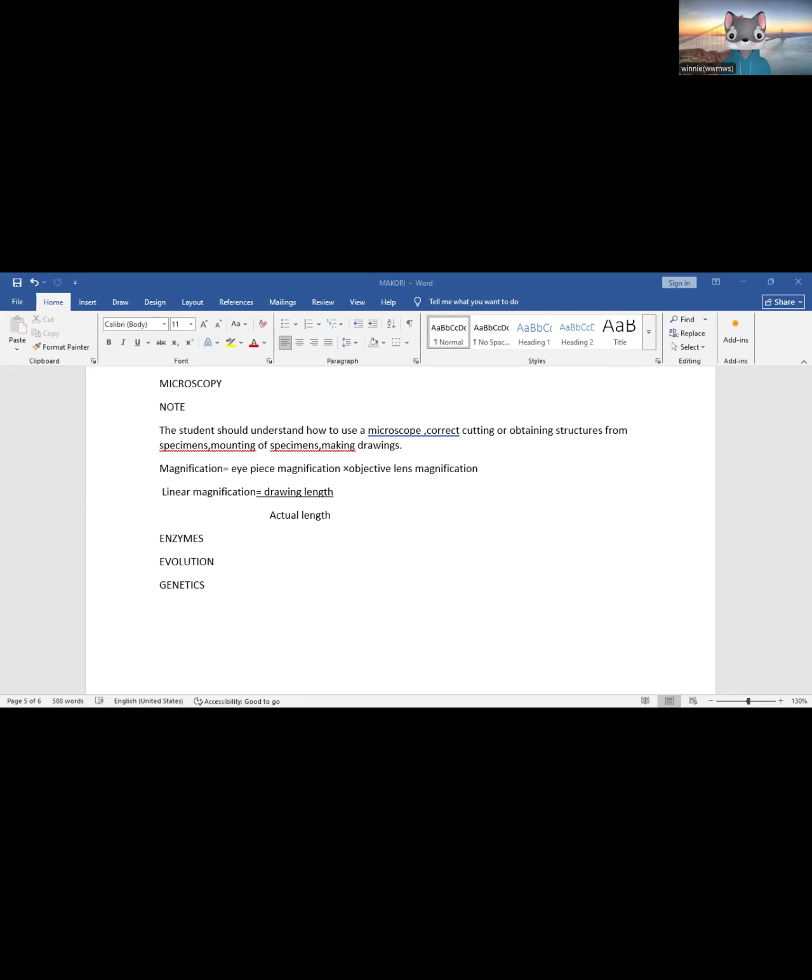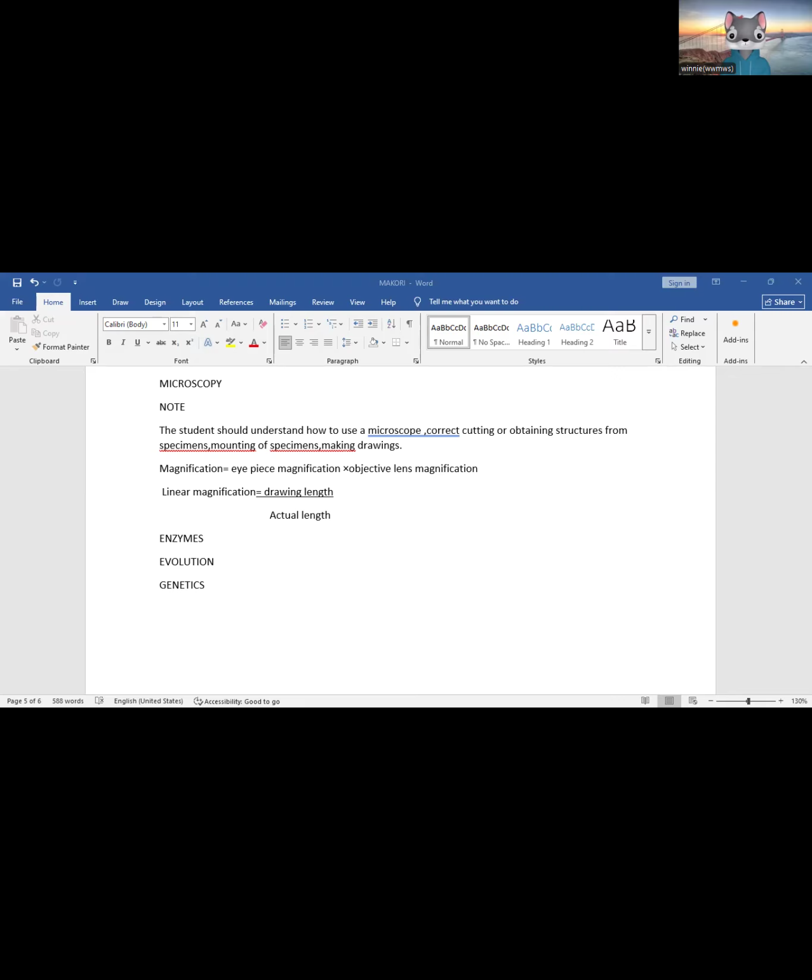We should also get on how we get the magnification. Of course, we know that the magnification is the multiplication of the eyepiece lens magnification. Eyepiece lens magnification times the objective lens magnification. Students often forget to write the magnification, always ensure that you indicate it. Eyepiece lens magnification times the objective lens magnification.